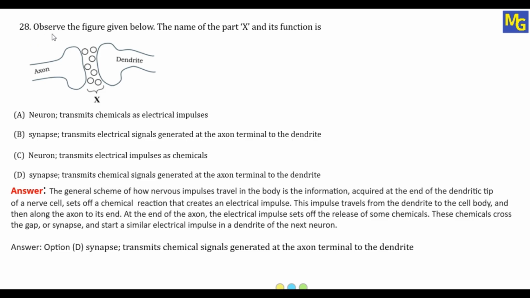Question number 28. Observe the figure given below. Name of the part X and its function is. So here we have to name the part X and we have to see what is the function of that part. So you can see this diagram. Here it is axon and here it is dendrites, and this is the gap between axon and dendrites which has been labeled X. So we have to find out what is this X and what is the function of this. So as we know, the gap between the axon and the dendrites is always called synapse.